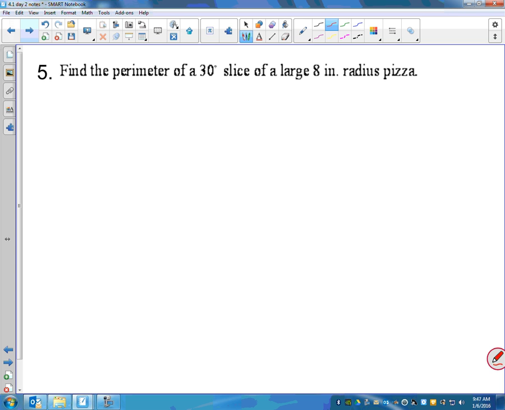Find the perimeter of a 30-degree slice, because, you know, when you get your pizza, you always measure what the slice is, of a large 8-inch radius pizza.